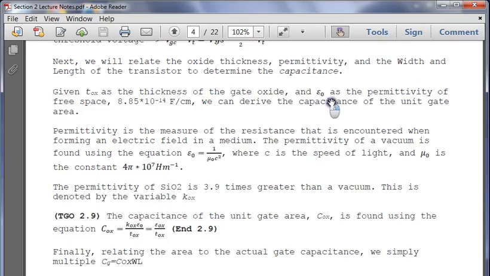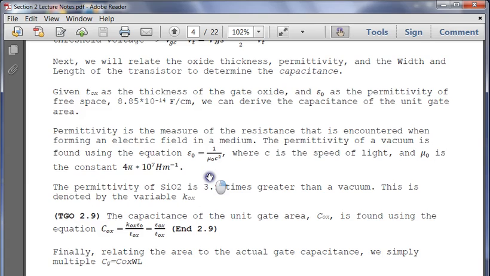We define the EO as the permittivity of free space, and we could derive the capacitance of the unit area. As a note, how is this permittivity determined? It's the inverse of the constant 4.5 times 10 to the 7 H per meter, multiplied by the speed of light squared. If you really want to start digging into this even further than we're going to go into the course, you're starting to get into relativity. So this should be 3.8, not 3.9. It's probably defined on the equation sheet. The permittivity of SiO2 is 3.8 times greater than a vacuum.